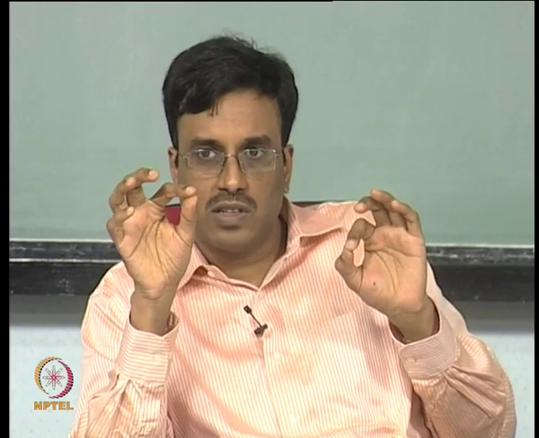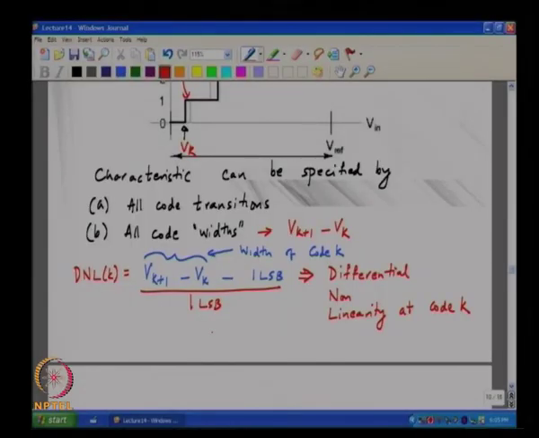And differential nonlinearity gives you information about the local slope, correct? You understand? I mean, DNL or differential nonlinearity is giving you information about how uniform the step size is over a narrow range. You understand? Okay. So, this is one way of specifying the characteristic of the quantizer.